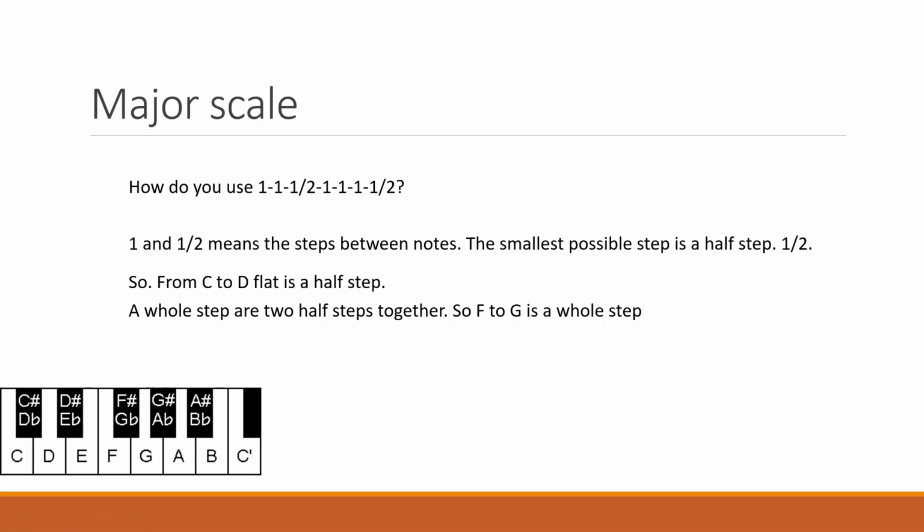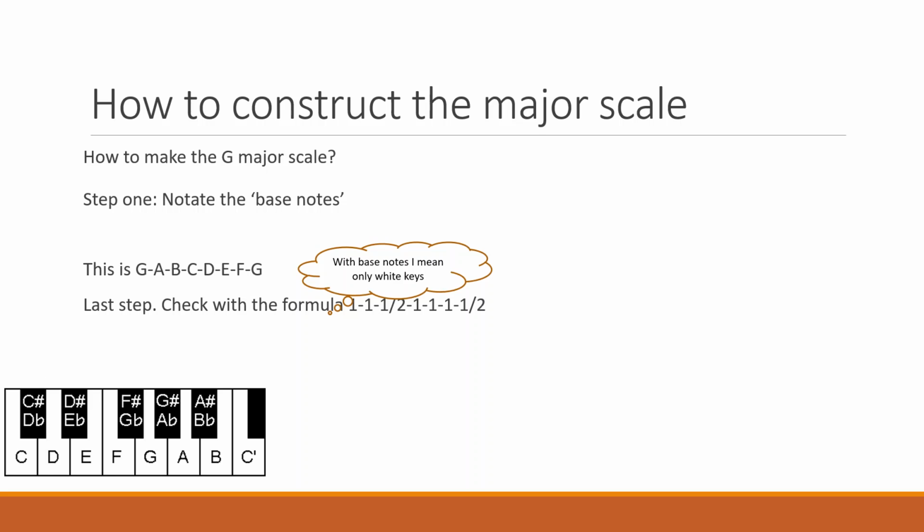So, how do we use this formula? If you start on any note and you follow this formula in steps, then you create the major scale. So, let's try to make the G major scale. We notate all the base notes, G, A, B, C, D, E, F, and G, and now we are going to check if we need to add any flat or sharp notes.